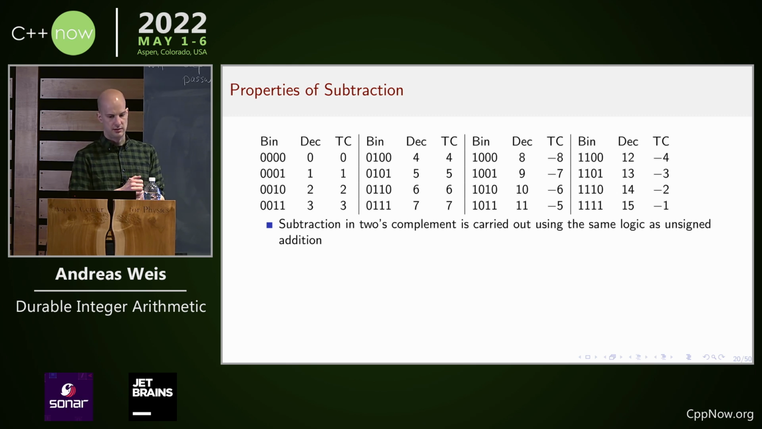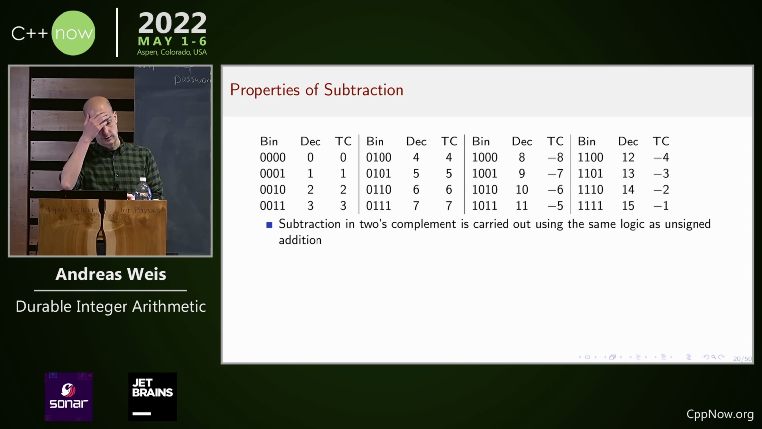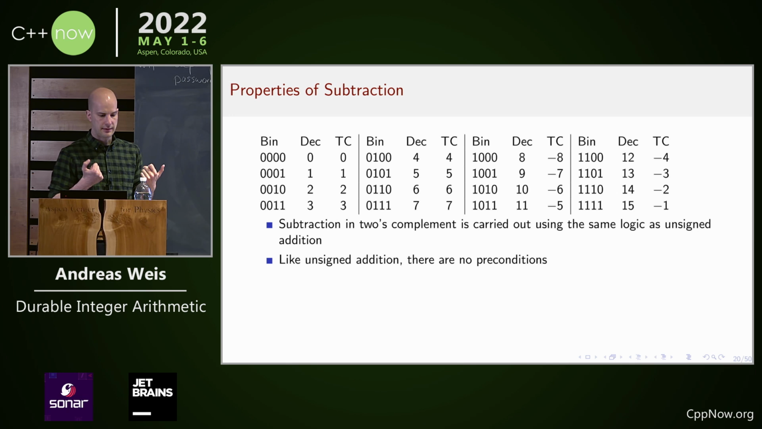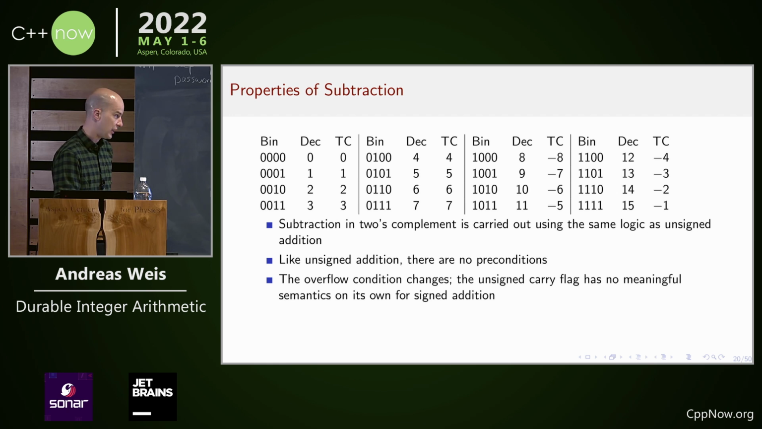So what are the properties of the subtraction now? The nice thing is it's carried out using the same logic as the unsigned addition. We're just interpreting the result values differently. That also means, like unsigned addition, there are no preconditions, right? This circuit always works, it always gives a result, and we just have to decide how we interpret this result. The overflow condition changes. It's now no longer enough to just look at the carry flag. Actually, the carry flag doesn't really have any meaningful semantics, as far as I can tell, for when I'm doing signed addition.